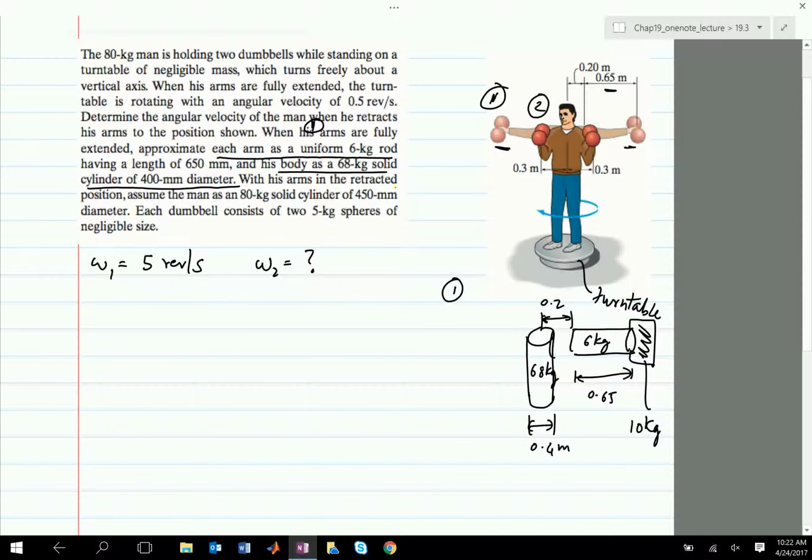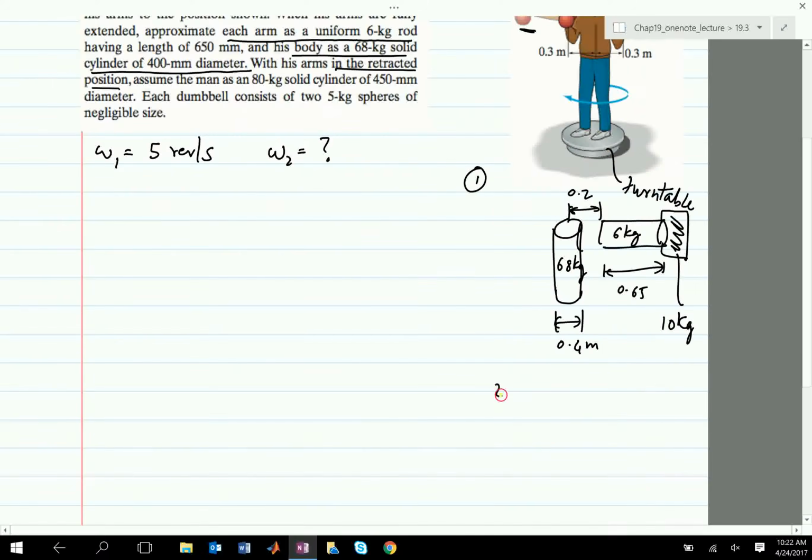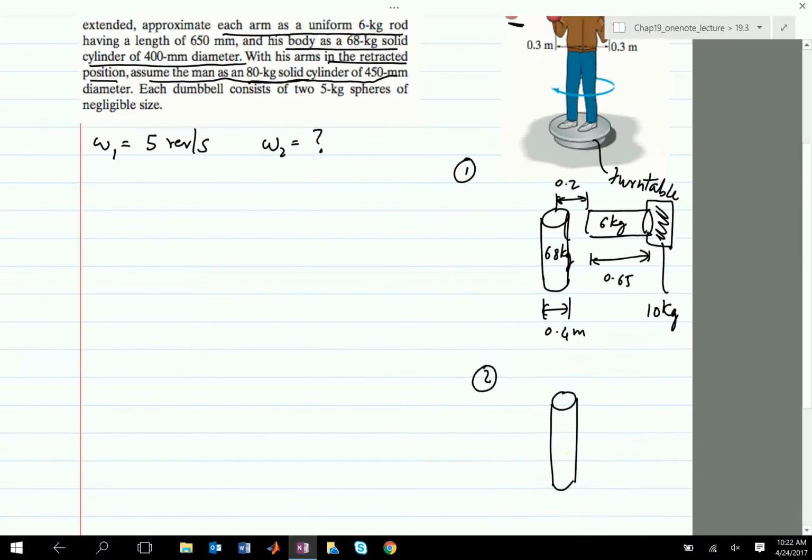With his arms in the retracted position, okay, let's draw that. Assume the man is an 80 kg solid cylinder of 0.45 meter diameter. So the same figure now, but this thing is 80 kgs and the diameter is 0.45 meters.